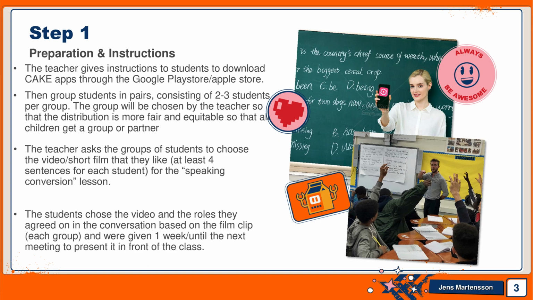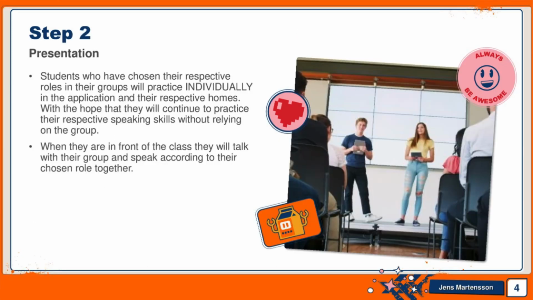The teacher asks the groups of students to choose a video or short film that they like, with at least 4 sentences for each student. For the speaking conversation lesson, the students choose the video and the roles they agreed on in the conversation based on the film clip of each group, and are given 1 week or until the next meeting to present it in front of the class.